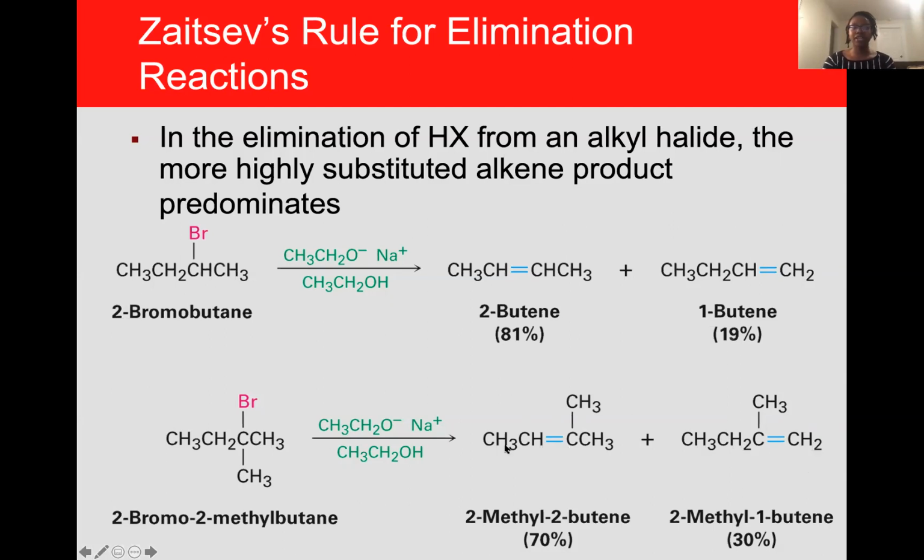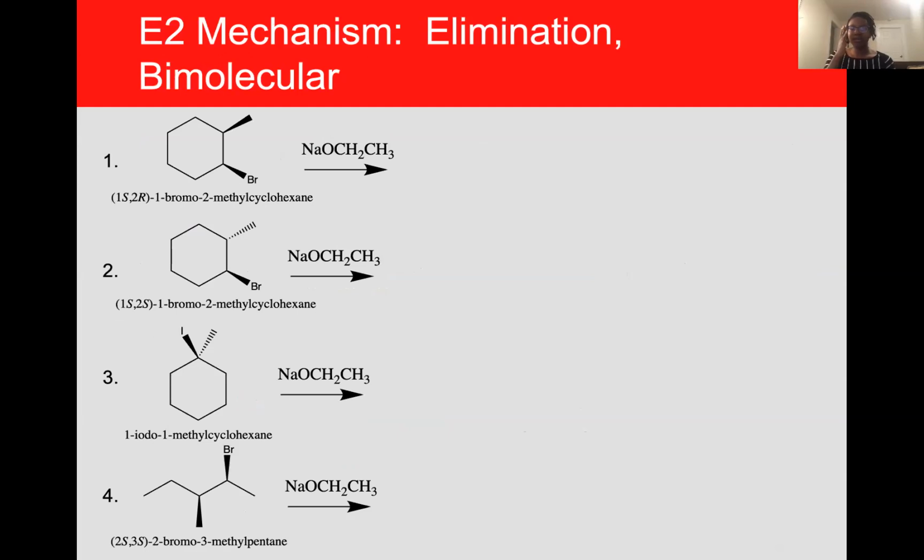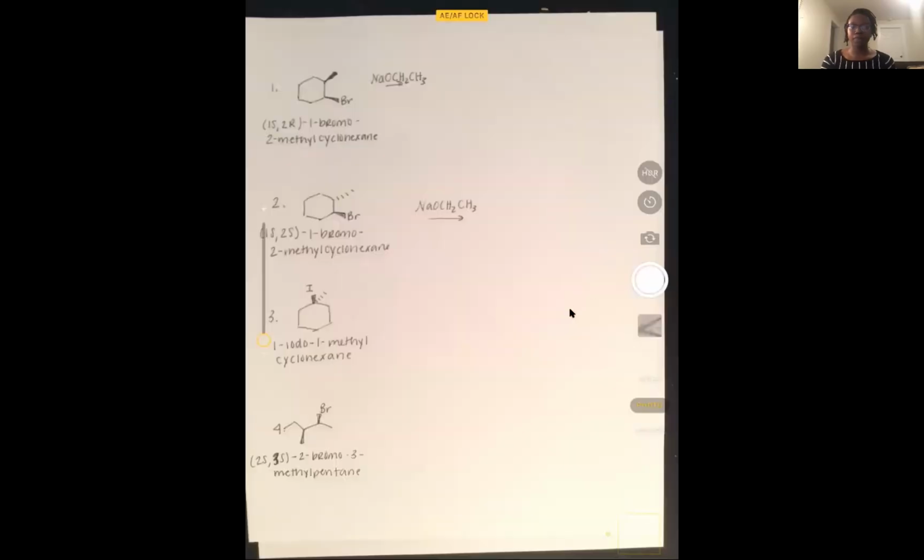So let's do a little practice to walk through the mechanism as well as look for beta and anti-periplanar hydrogens. There are several problems here. I'm going to switch to the dot camera so that we can see those and do them together. All right.